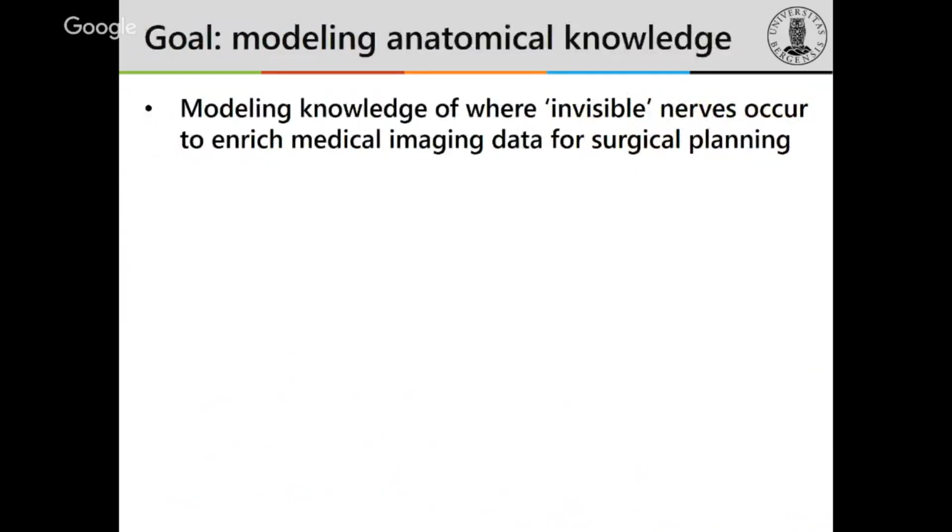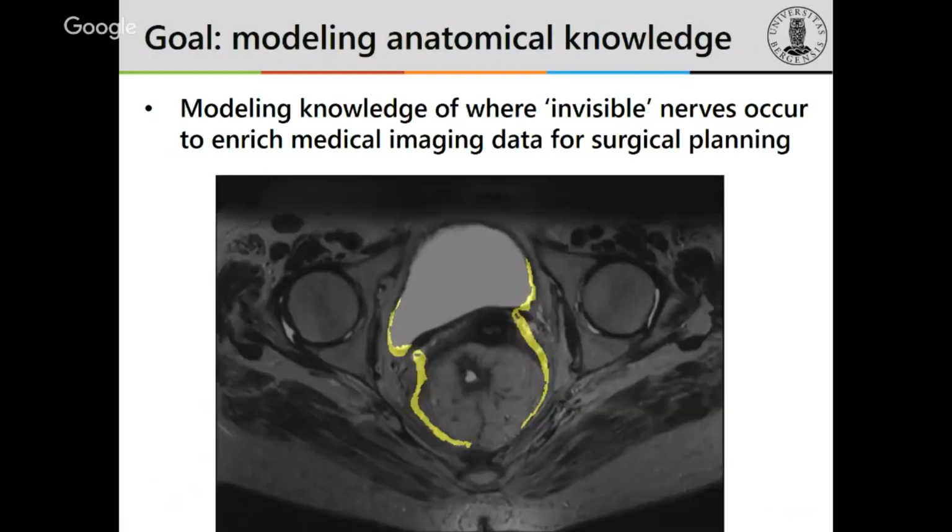So now here comes our goal in this project. And this goal was to model anatomical knowledge of where the nerves occur. And we wanted to use this knowledge that we then model to enrich the medical imaging data to do better surgical planning. So our goal was to end up with something like this. You still have this preoperative MRI scan of the patient, but now you have it enriched with the regions where the nerves are occurring so that the surgeon can be more careful in those areas.